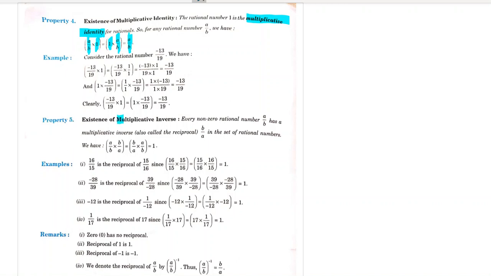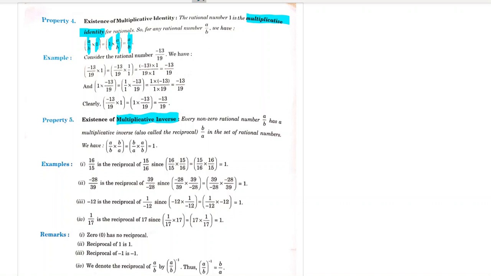Next is multiplicative inverse. You remember additive inverse? A number which is the negative of itself is the additive inverse of itself. If you add such a number with its additive inverse, the answer will be 0. Multiplicative inverse is also similar, but the only difference is the answer will not be 0 in multiplicative inverse, right?